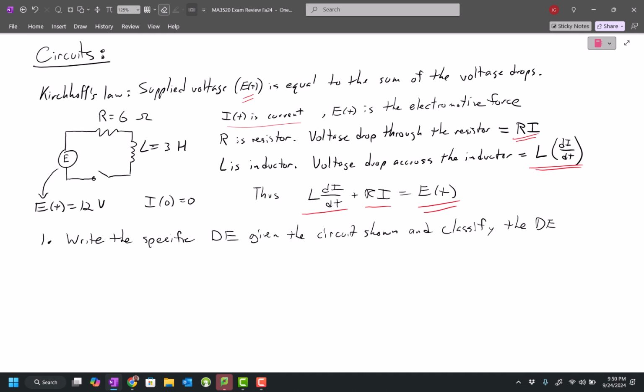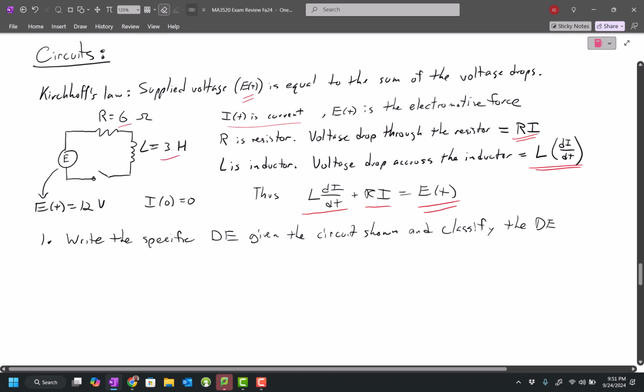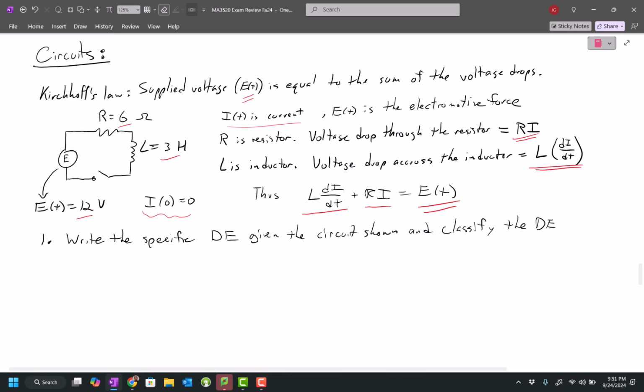And so we have this basic starting point, and in any specific circuit, they are giving us the values of the inductor and the resistor, and they're giving us the value of the supplied voltage, and they're actually giving us some initial condition which says that there is no current flowing until we flip the switch. So in other words, at time equals 0, there is 0 current. And then we need to set up and solve the differential equation.